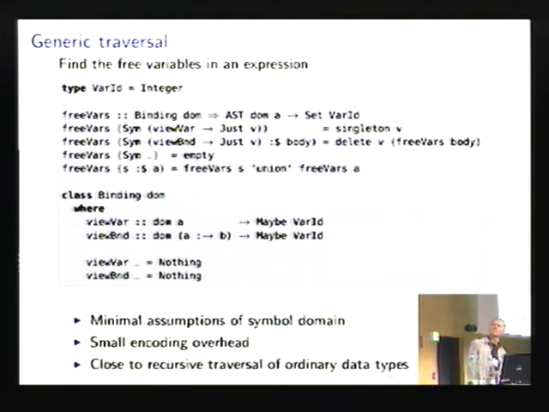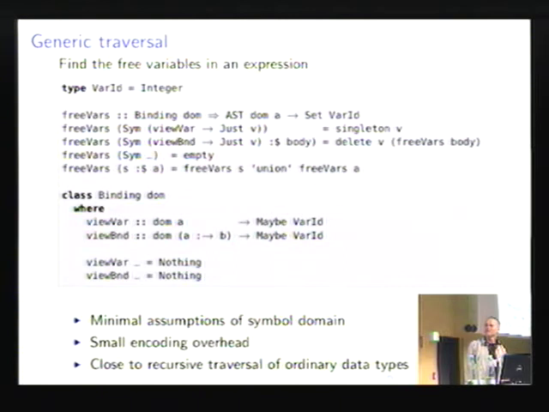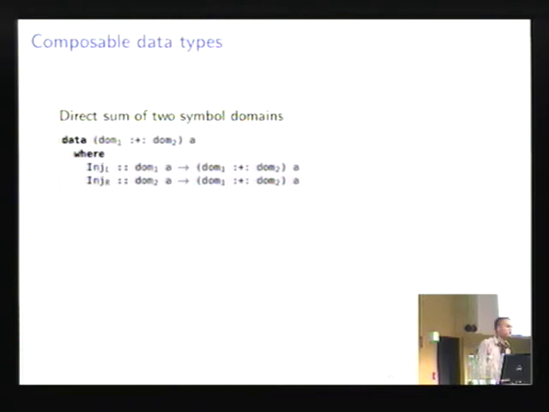So here we have to make some assumptions about the domain, namely that the domain implements the Binding class, but this is really a minimal assumption. So there are lots of types that can implement the Binding class. And again, there is some overhead. We have the :$, we have the view pattern, but it's not all that much. And really the definition is a straightforward recursive definition in the way we want to program. Okay, that was generic traversals.